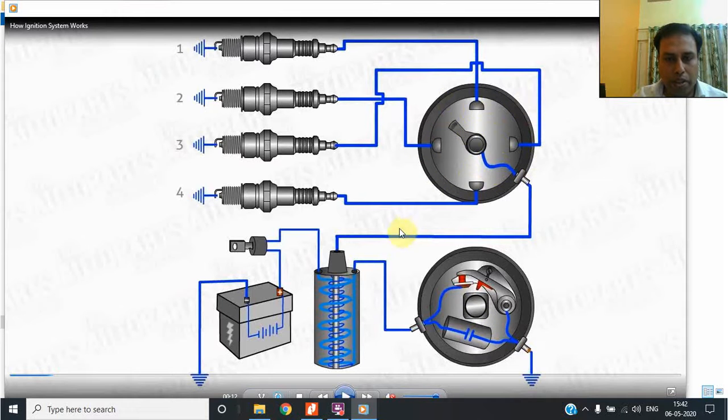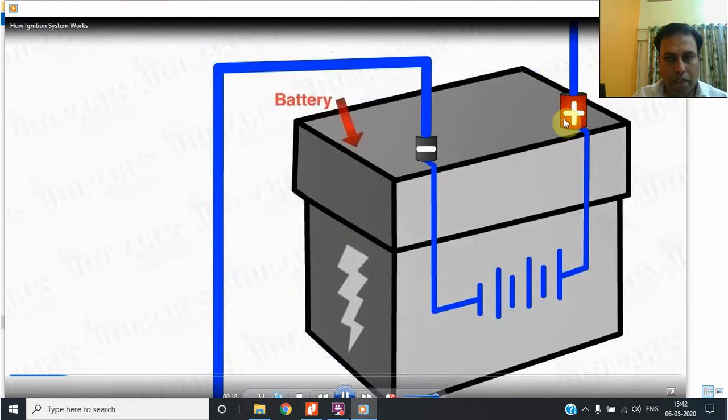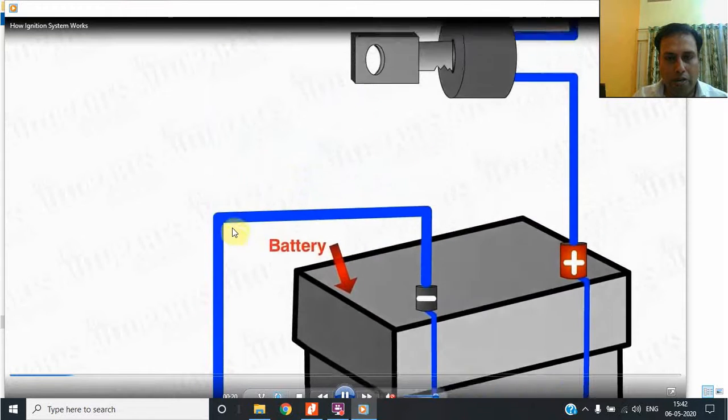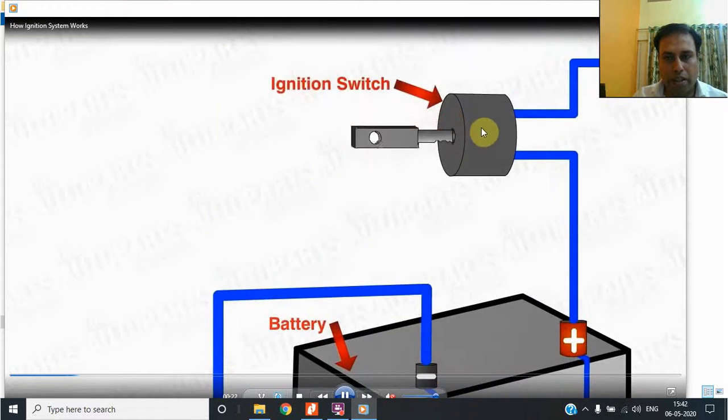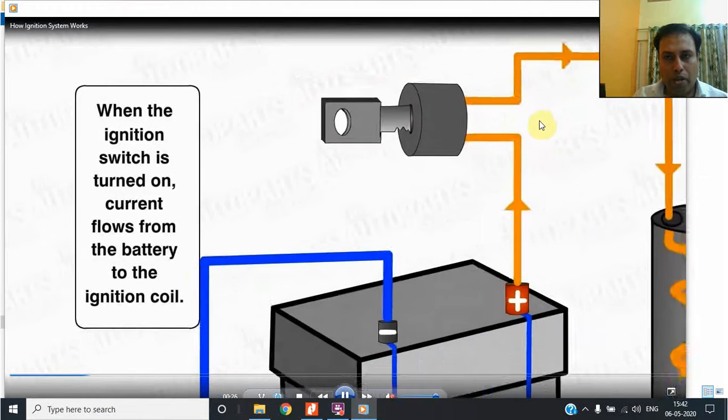So both of these are replaced these days, but we should know how the conventional system works. Starting with the working, the current will flow from the plus to the minus terminal. They have shown the minus is connected to the body of the vehicle, and the plus, as the ignition switch is on, the current will go to the primary coil.